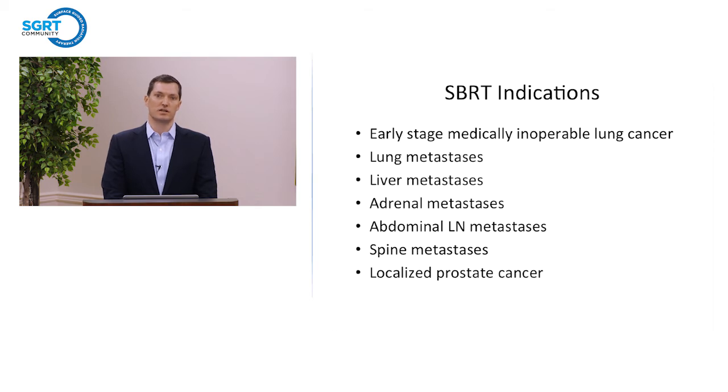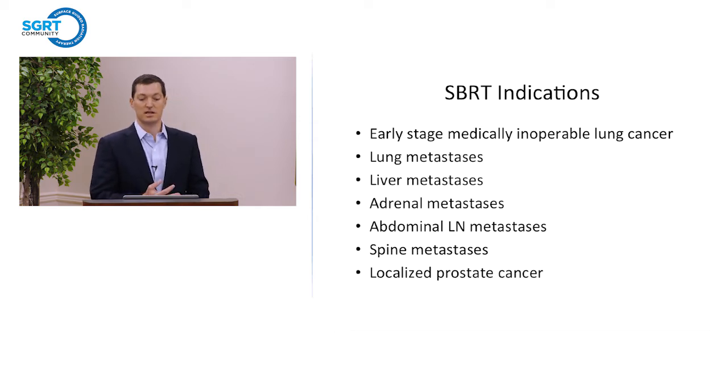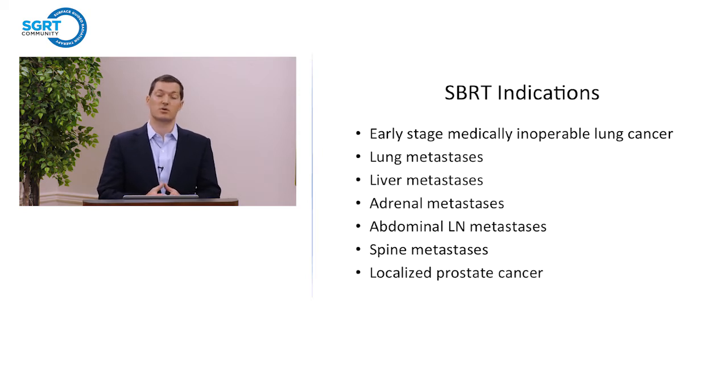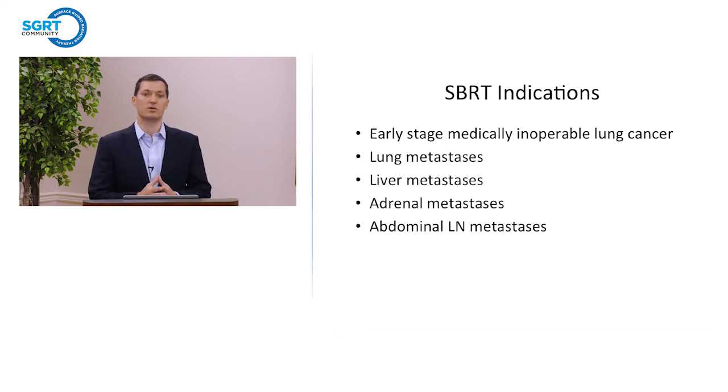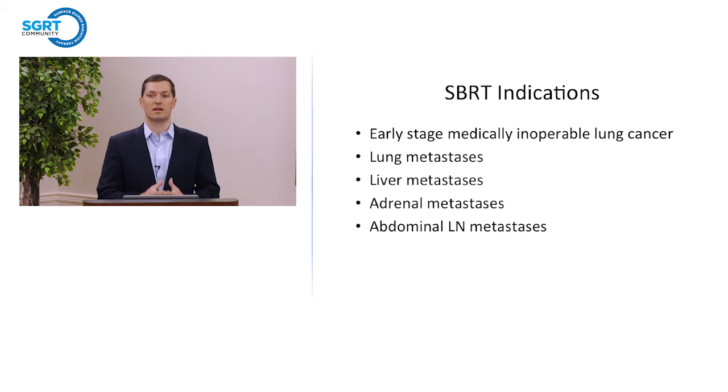As you all most likely know, SBRT was initially developed as a tool for the treatment of medically inoperable early-stage lung cancer. Subsequent to that, it has also been used for treatment of lung metastases, liver metastases, adrenal metastases, abdominal lymph node metastases, and then some other things like spinal metastases or localized prostate cancer. For purposes of this talk, however, we're going to be limiting the discussion to lung and upper abdominal tumors that we would expect would be impacted by respiratory motion.